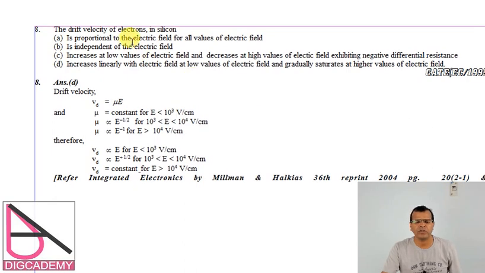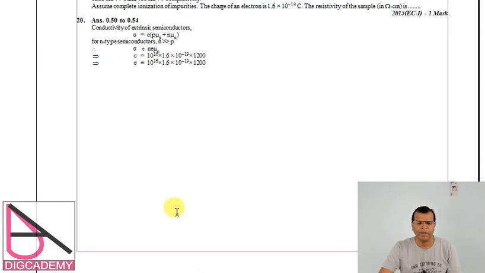Drift velocity of electrons in silicon is proportional to electric field for all values. That is not a fact. I have given all the possible variations here. So the answer is D. The drift velocity of electrons increases linearly with electric field at low values and gradually saturates at higher values. You can see initially it is increasing, then it is saturating when the electric field changes from 10 to the power 3 volt per centimeter to 10 to the power 4 volt per centimeter. So velocity first increases and then saturates. I have drawn that variation of Vd with respect to E in my video. So let us see the next question.